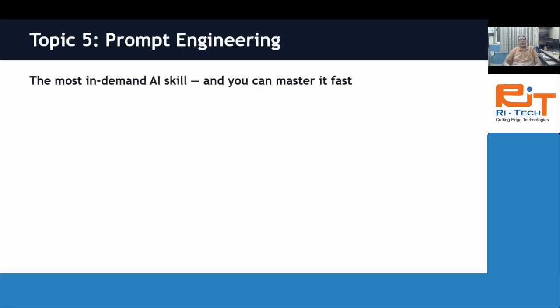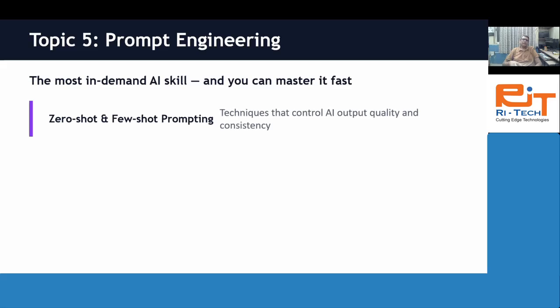Now, then we'll go to prompt engineering, the most in-demand AI skill, and you can master it fast. Zero-shot and few-shot prompting. On day 1, I gave a small introduction to this. These are techniques by which we can control the output quality and the consistency.